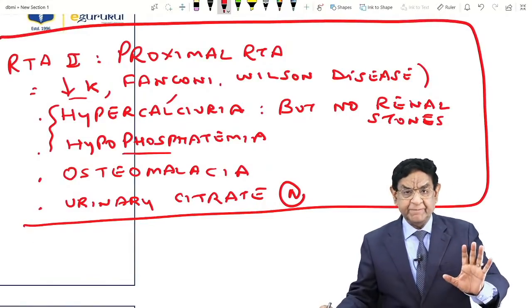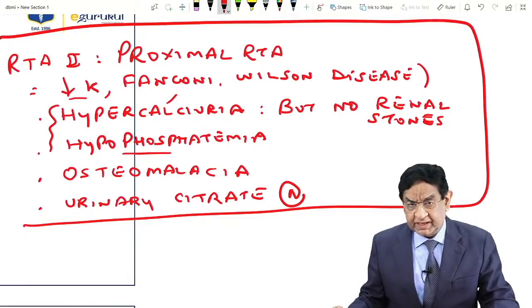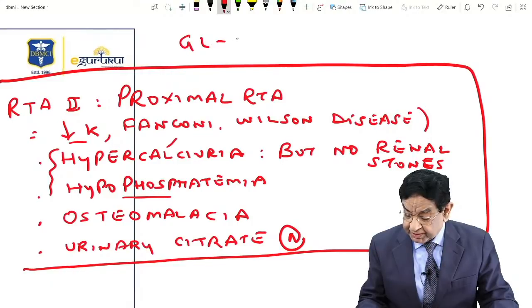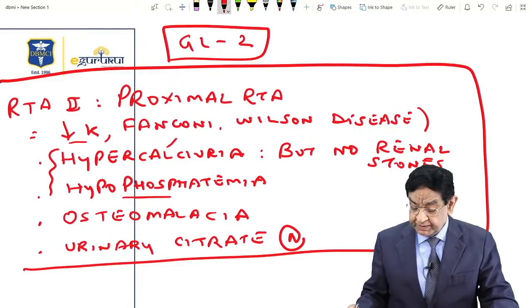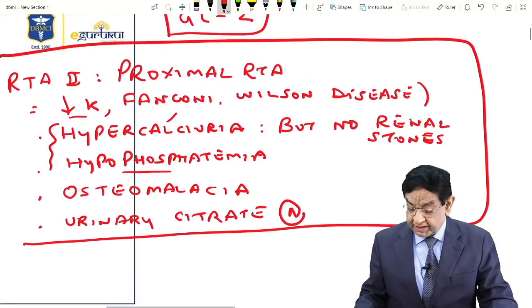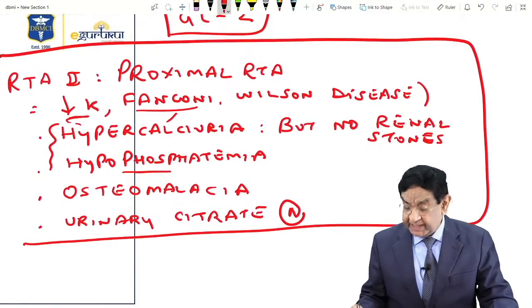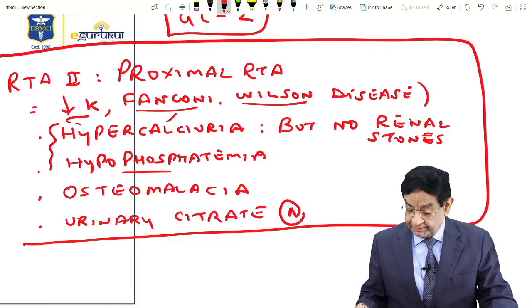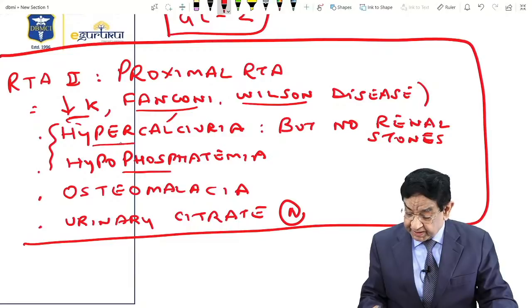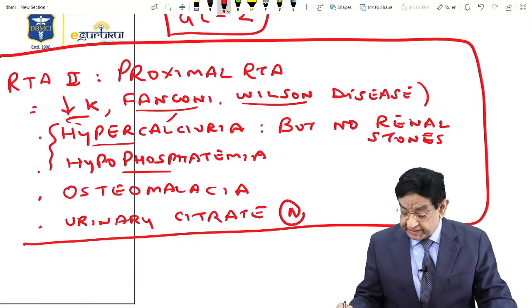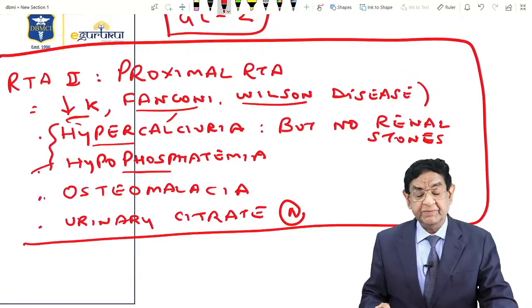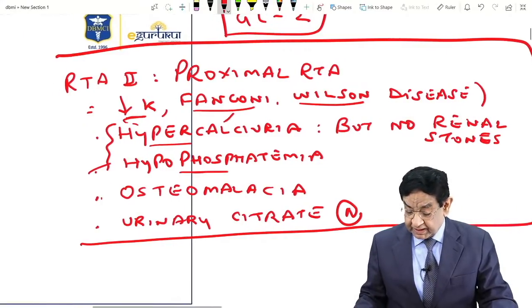So this is the summary. If you know this much, you can answer any question on RTA type 2. So this is golden line number 2. So, proximal RTA: hypokalemia, seen in Fanconi syndrome, Wilson disease, which is a copper disorder, and we are getting hypercalciuria, but there is no renal stone, and hypophosphatemia, osteomalacia, and normal urinary citrate. Okay, so this is the type 2 RTA.